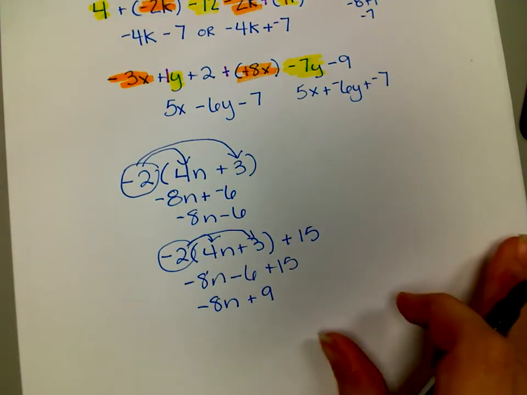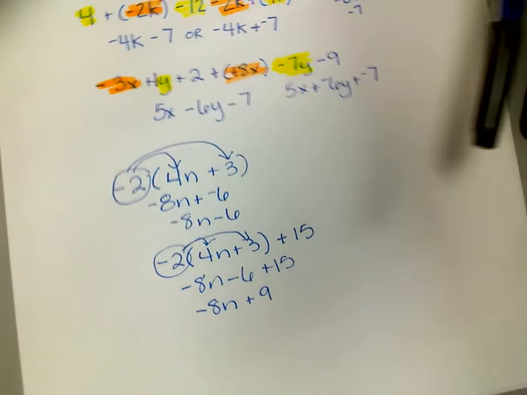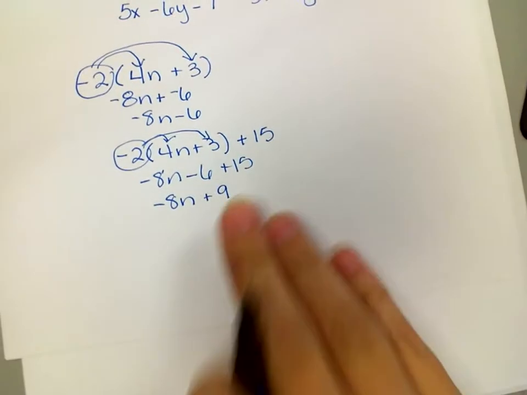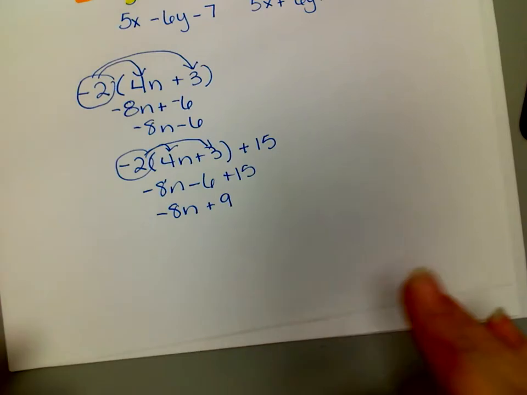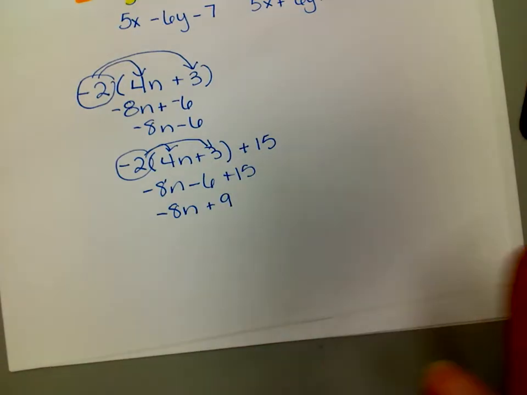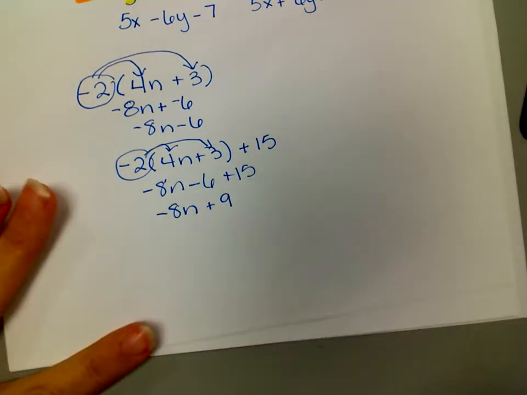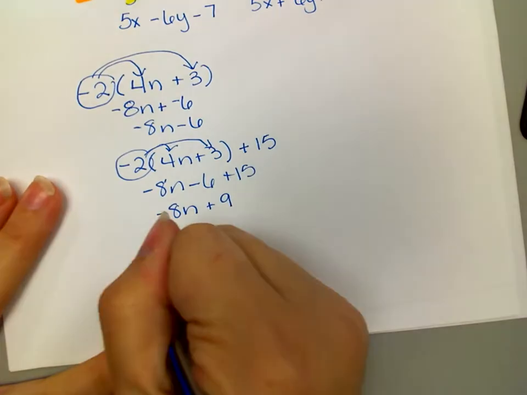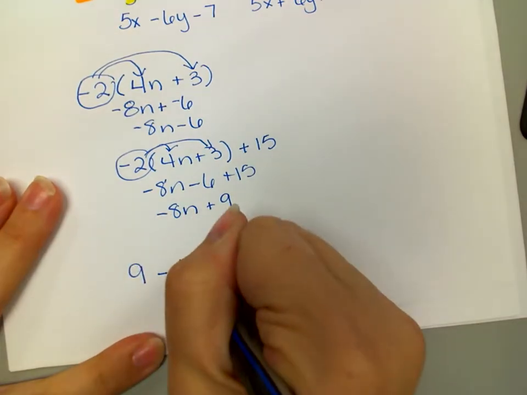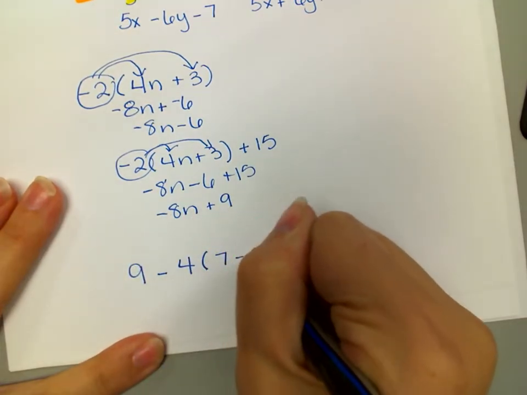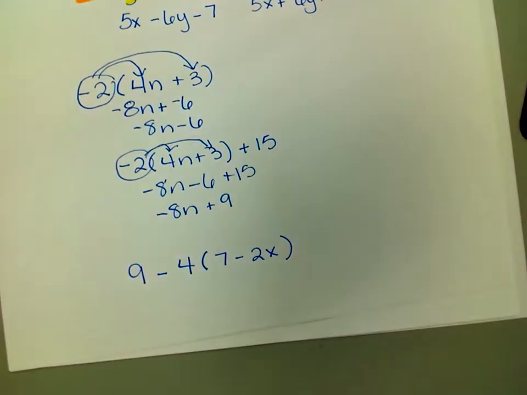Okay, I'm going to do another problem here. I'm going to make it a little bit harder here. 9 minus 4 times 7 minus 2x. Okay, again, I have to distribute.